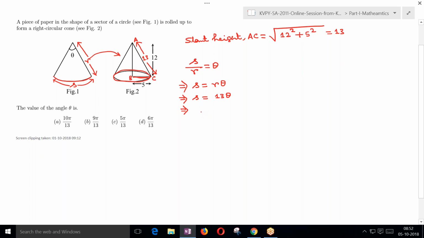What is the circumference of the circle of radius 5 units? It is 2 pi into 5. So 2 into pi into 5 is equal to 13 into theta. From here we get the value of theta is equal to 10 pi by 13. So 10 pi by 13, and we get the correct option as A. In case of any doubt, please do let me know.